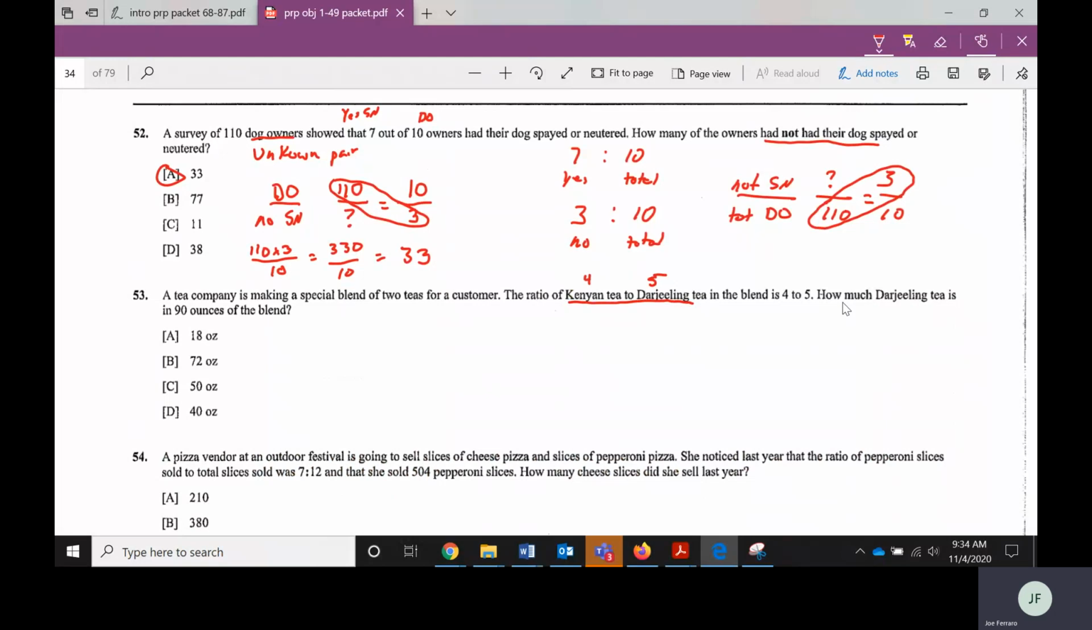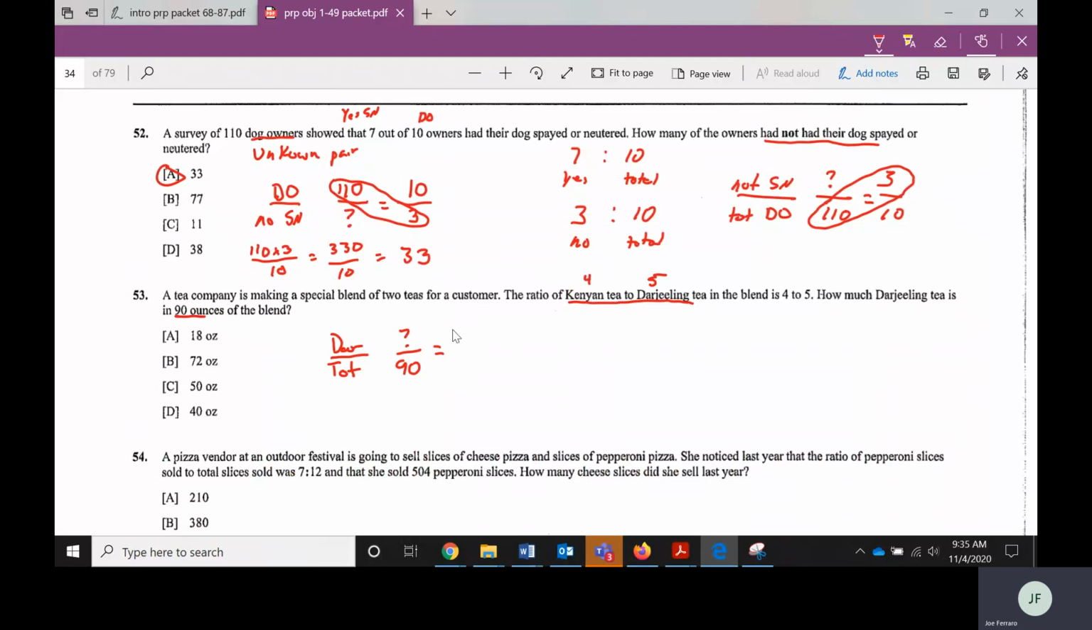Well, now we need to look at the question. It says how much Darjeeling tea is in 90 ounces of the blend. So the unknown pair, we're looking for the Darjeeling tea and how much of it when we have 90 ounces of the blend. So the blend means total. Okay. So when we set this up, we're looking for how much of the Darjeeling, but we know we're looking for how much of that is there when there's 90 ounces total.